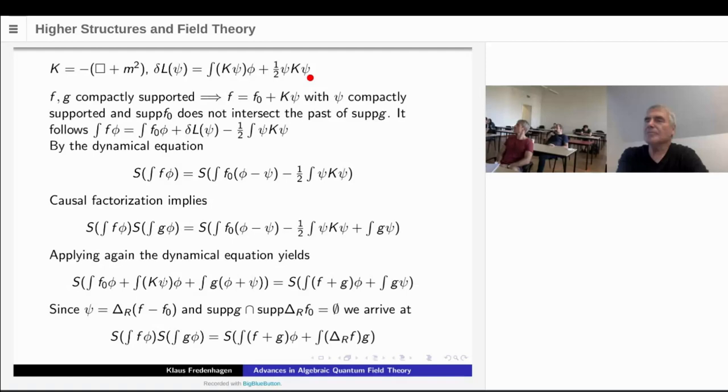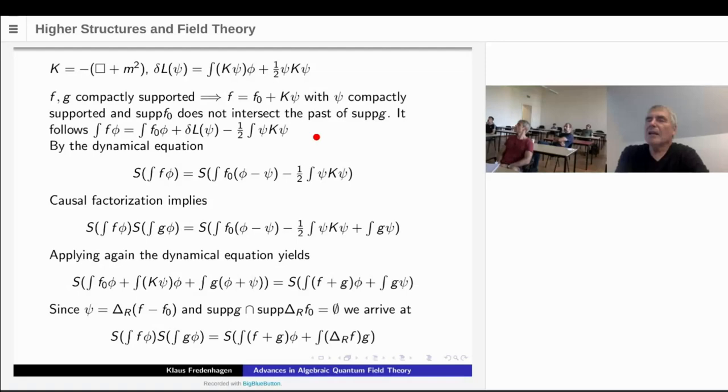Now I take two such test functions, f and g, and assume that they are compactly supported. Then I can always do the following: I can split the test function f into a sum of two terms, f naught plus the Klein-Gordon operator K applied to psi, with psi compactly supported, such that the support of f naught does not intersect the support of g. I use just the properties of the solutions of the Klein-Gordon operator to write an arbitrary test function in this form. This is always possible.